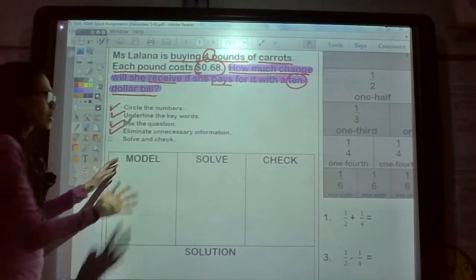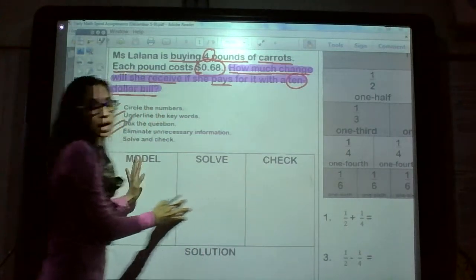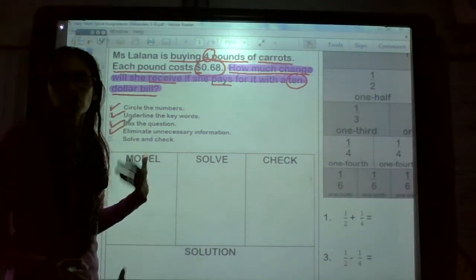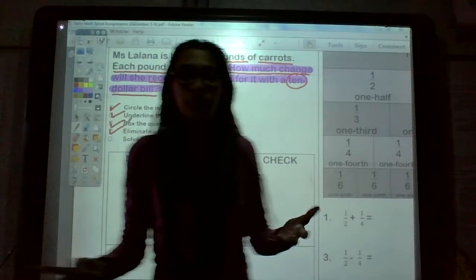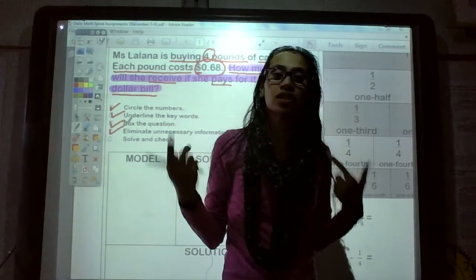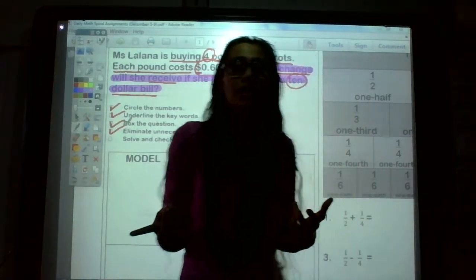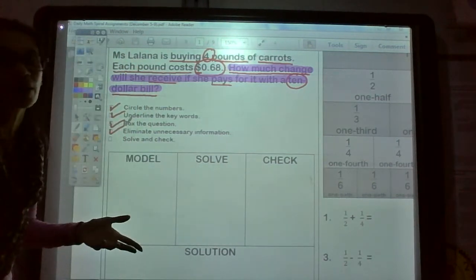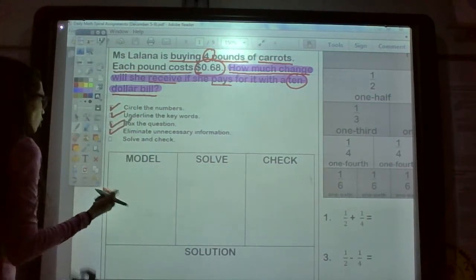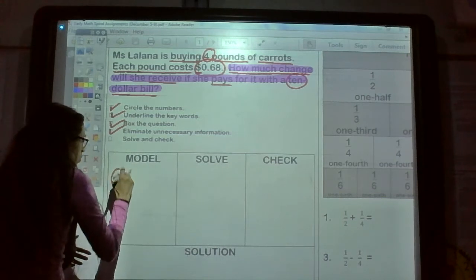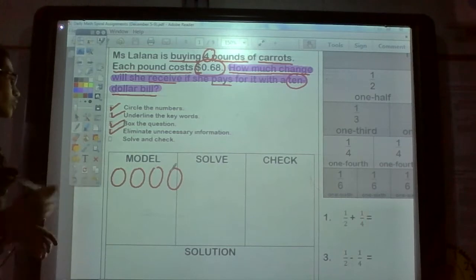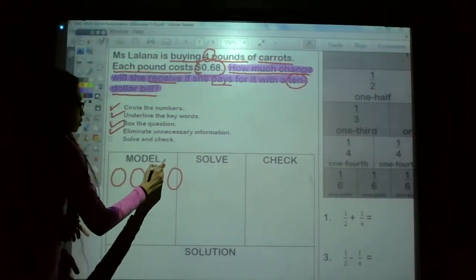Now, to solve and check, I want you to fill this out at the bottom. So the first thing to do is to draw a model. Draw a model, draw a picture, a visual representation of this problem, okay? So it says, I'm buying 4 pounds of carrots. Now, you don't have to draw carrots. I'm going to draw some circles. 1, 2, 3, 4. All right, so I have 4 circles there.